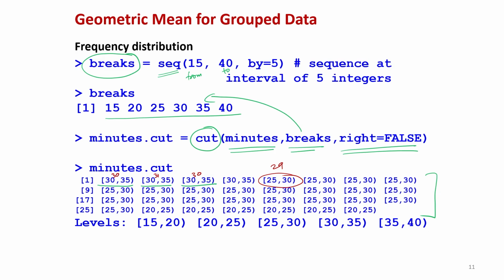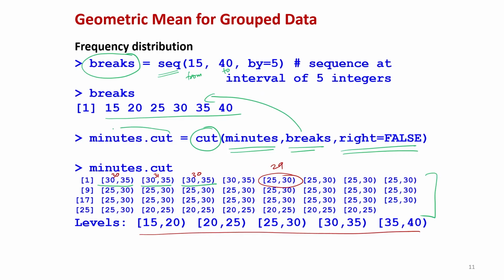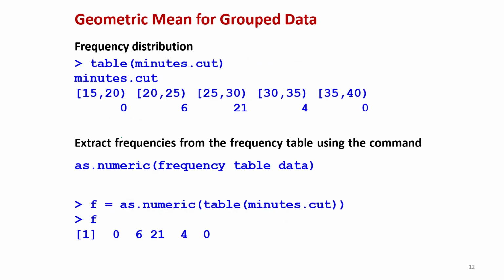So this is how the same data of minutes has been re-expressed in the format of these intervals, and these are the labels. Now we operate the command table over this minutes.cut data that we have stored, and we get this type of thing, right. You can see that within the interval of 15 to 20 there is no frequency. Between 20 to 25 the customer has spent time 6 times, 25 to 30 minutes the customer has spent 21 times, and so on, right.